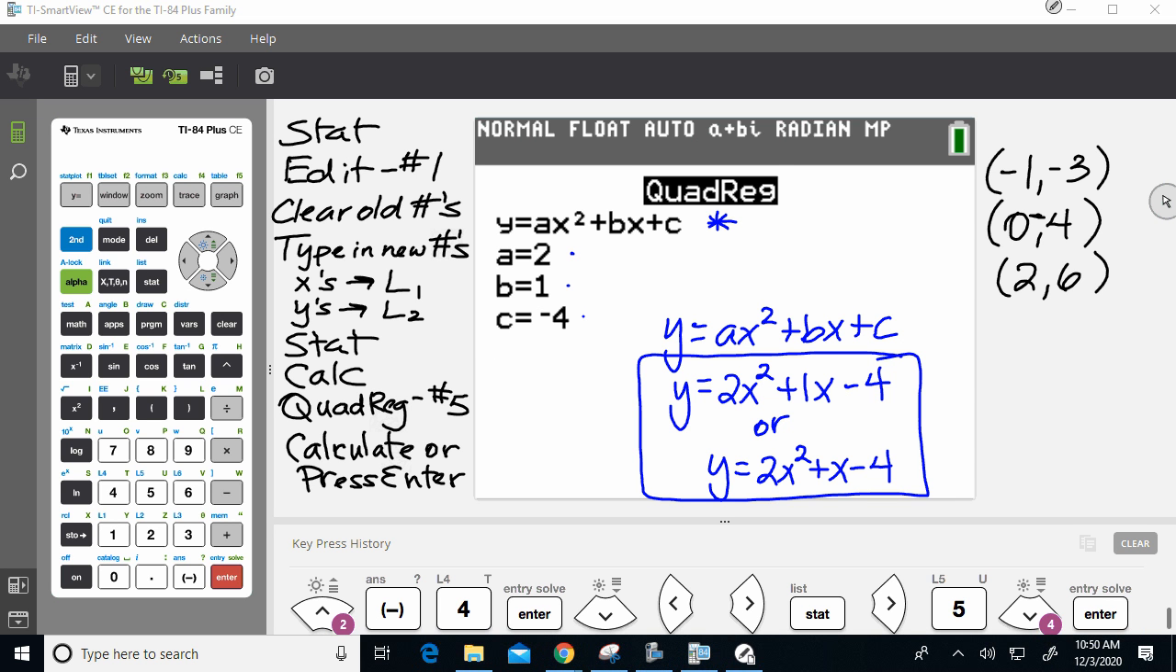So the most time-consuming part in this case is putting it in the calculator. Once it's in the calculator, press a few buttons, you get what you need.